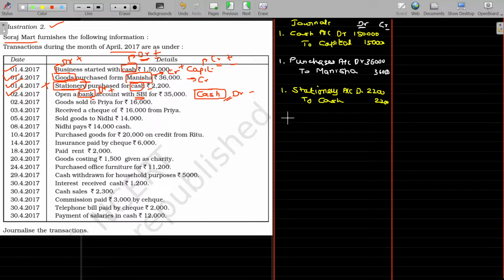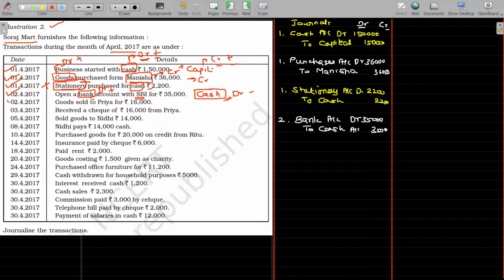So on 2nd April, bank account debit. Bank by default is an asset, so asset is a debit balance. As the bank balance increases, I am debiting. Cash is also an asset account, usually a debit balance. It decreases. To decrease the debit balance, I have to credit it. So bank account debit to cash account. This value here being 35,000. Is that okay?